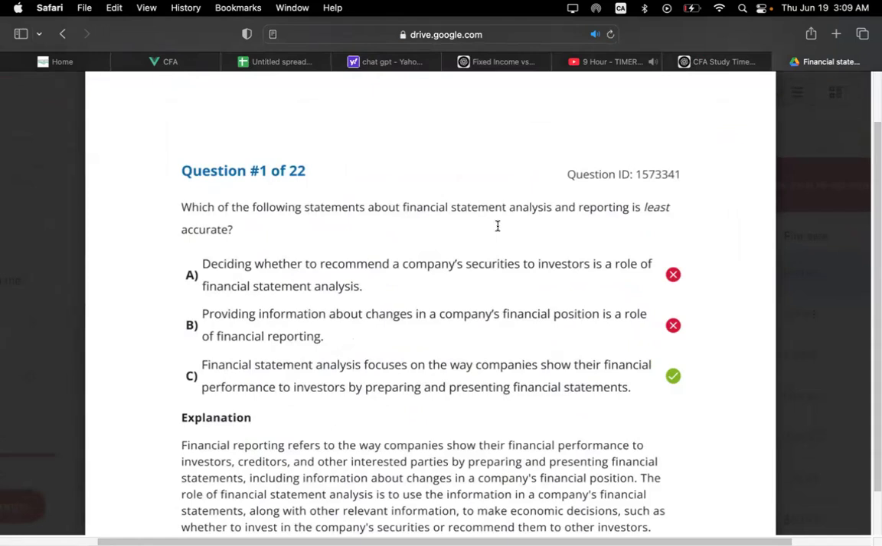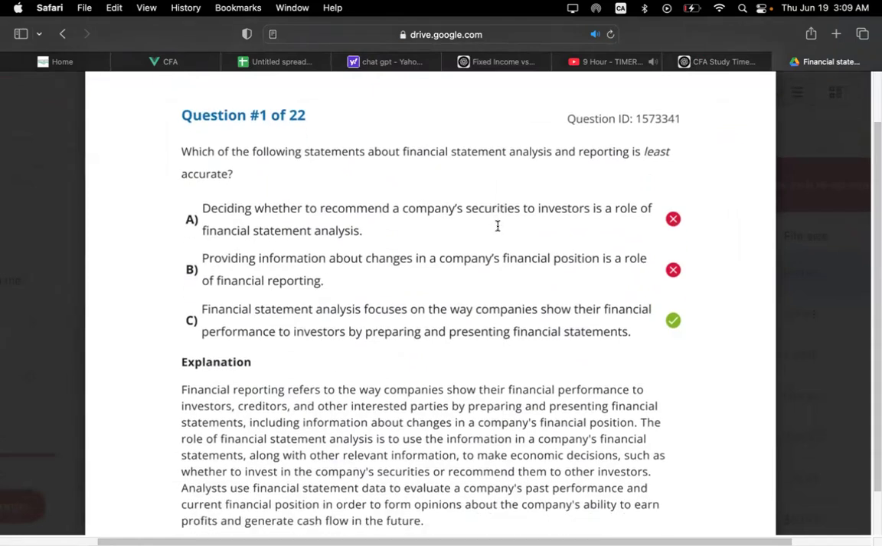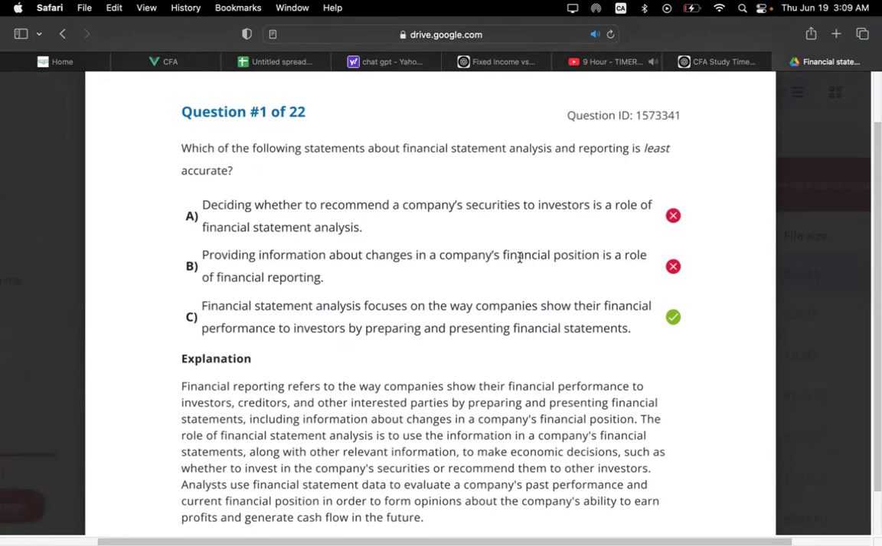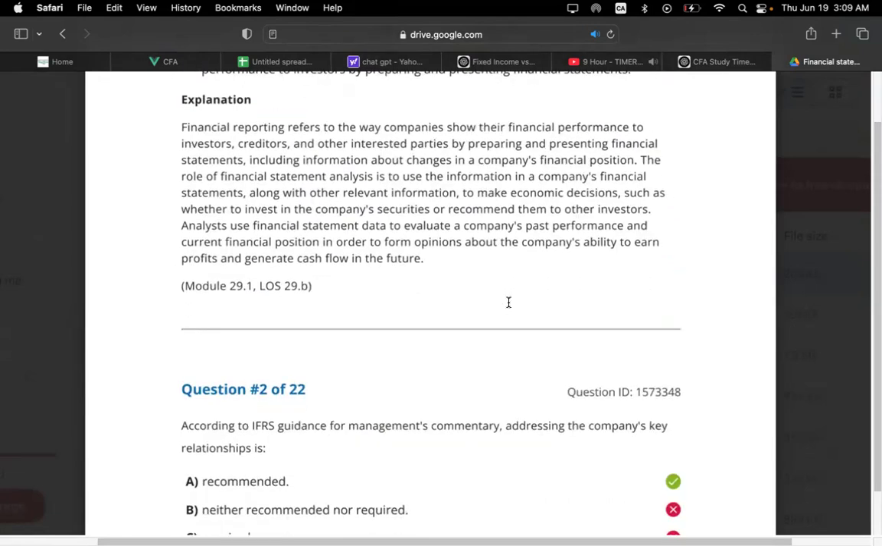So it says here, which of the following statements about financial statement analysis and reporting is least accurate? And the correct answer is financial statement analysis focuses on the way companies show their financial performance to investors. This showing your performance, this is reporting. So they were asking us about analysis. That's why that's the correct answer.